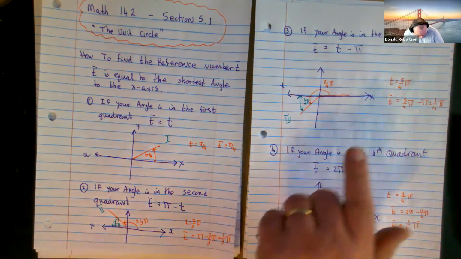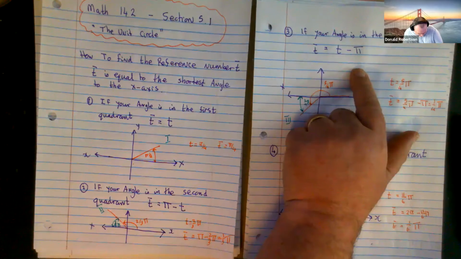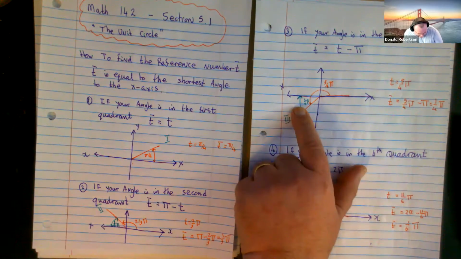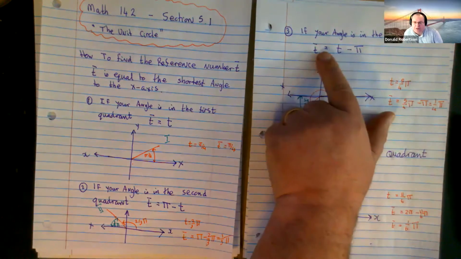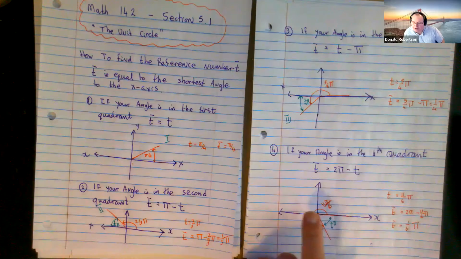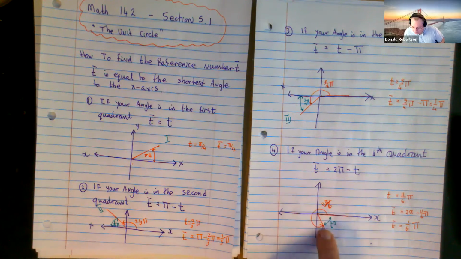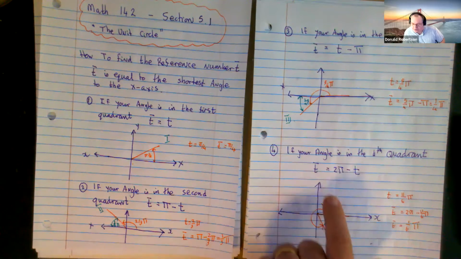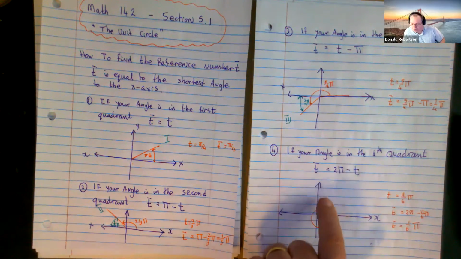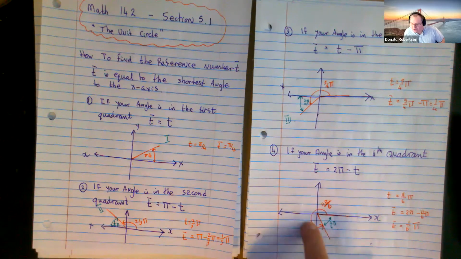If you move over to the third quadrant, for instance, 5/4 pi is in the third quadrant, then to get the reference angle, it's the original angle take away pi. And lastly, if your angle happens to be in the fourth quadrant and you want to find the reference angle, the shortest distance to the x-axis is in fact 2 pi, take away the original, in this case 11/6 pi.